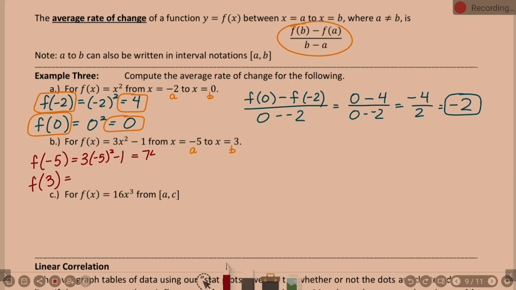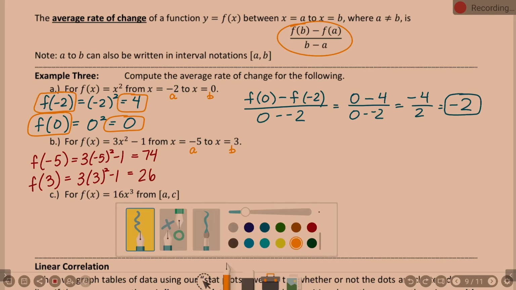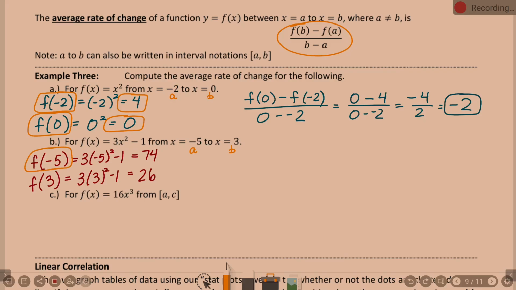We'll call that the back to school fall break Monday math there. I'm not answering any questions the rest of the week. Didn't I just put a... I must have erased it. No. Okay. F of 3. Let's see if we can do this one better. 3 times 3 squared minus 1. 3 squared is 9, times 3 is 27, minus 1 is 26. Okay. So, f of negative 5 works out to be 74. F of 3 works out to be 26.